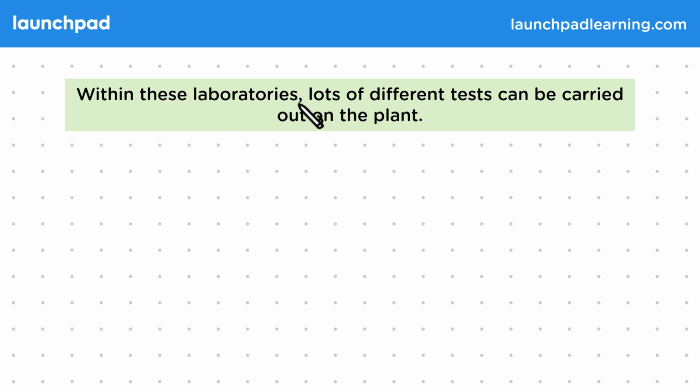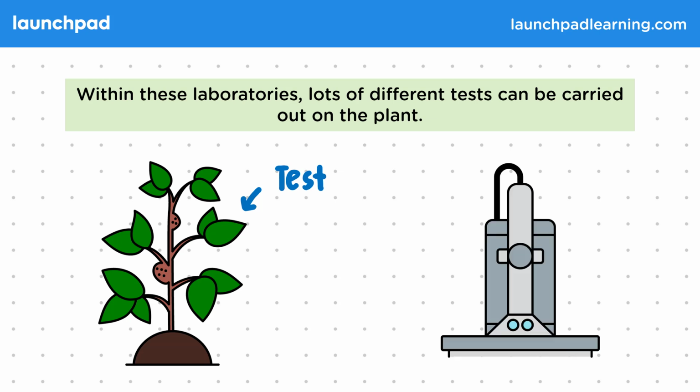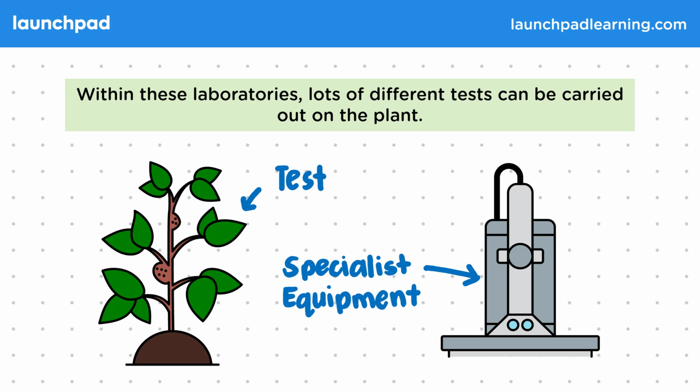Within these laboratories, lots of different tests can be carried out on the plant. These laboratories will have scientists that are experts in testing plants and identifying plant diseases. Laboratories are also likely to have access to specialist equipment and data to identify the disease. You don't need to explain how different pathogens are identified in laboratories, just that this is a method that can be used.